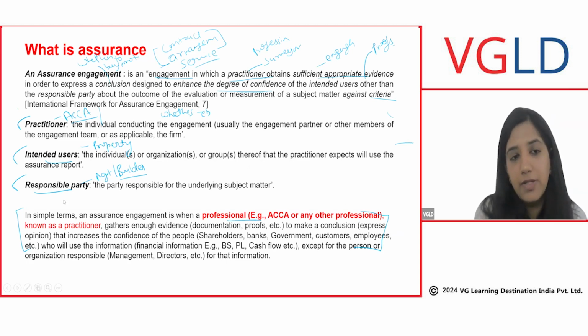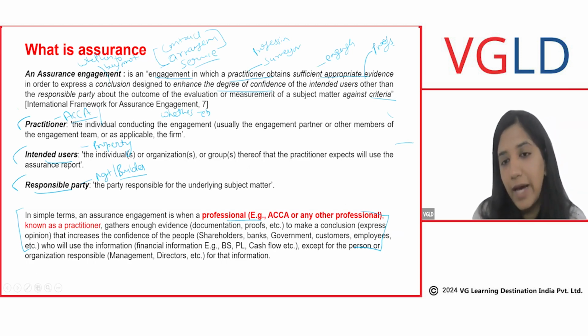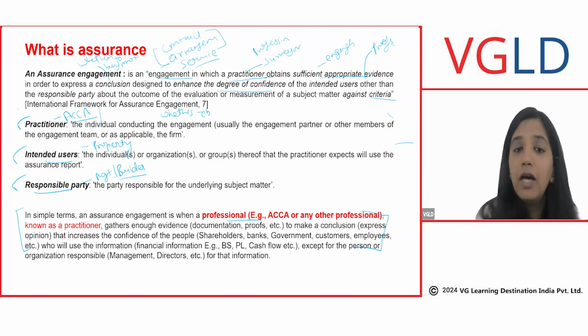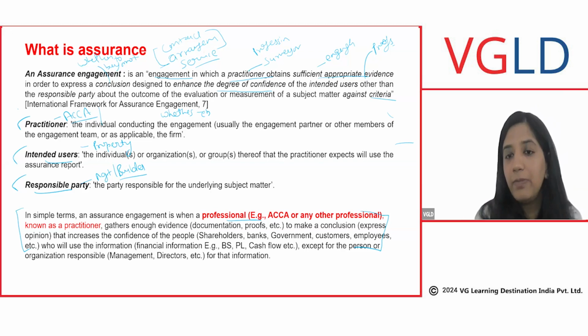So what is assurance? An assurance engagement is an engagement in which a practitioner, now who is a practitioner? Your chartered accountant is a practitioner, ACCA is a practitioner, right? A professional who has the ability and competence to issue a report is considered as a practitioner here. Engagement, again, what kind of an audit assignment do you have defines your engagement.